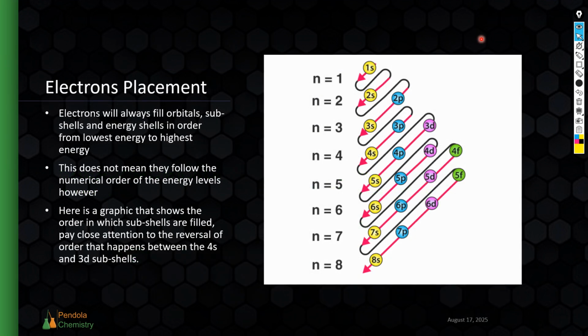Now, how do we place electrons in that order that we saw earlier? Electrons are always going to fill orbitals according to the Aufbau principle, from lowest in energy to highest in energy. Now, this does not mean energy level, and that's a very big misconception. This does not mean that electrons are going to be filled energy level 1 first, then energy level 2, then energy level 3, 4, 5, 6, 7, 8. This means that the electrons are going to be placed in the lowest energy orbitals.